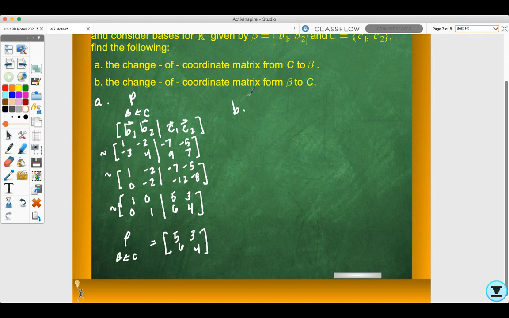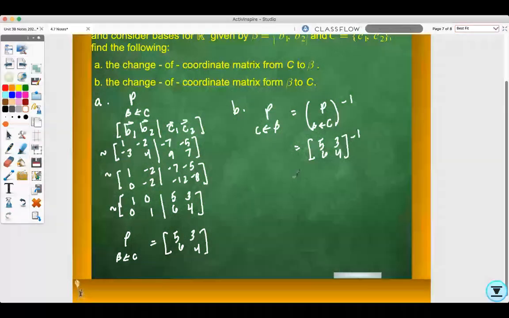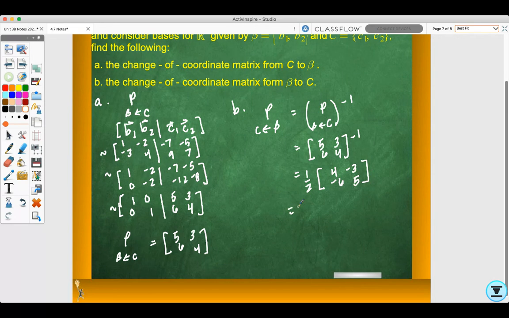Okay, and to find it from B to C, this would just be the inverse of C to B. So I would be finding 5, 6, 3, 4 inverse. This would be 1/2 times 4, -6, negative 3, 5. So I would have 2, negative 3 halves, 5 halves.